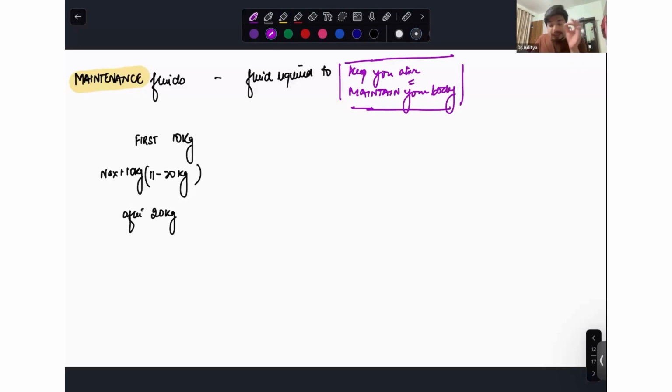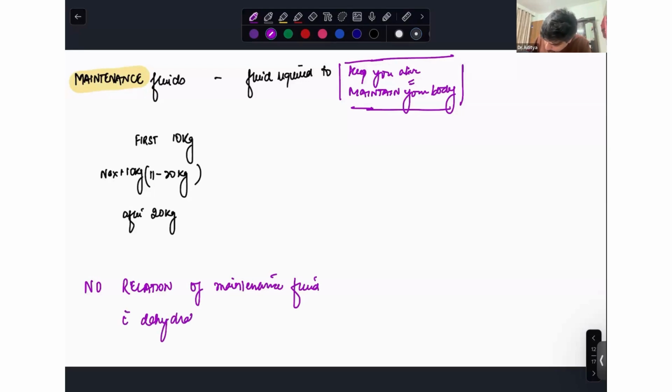And I'll tell you one statement that will make this maintenance fluid concept very easy. There is no relation of maintenance fluid with dehydration. Very, very important to understand. There is no relation whatsoever of maintenance fluid with dehydration.